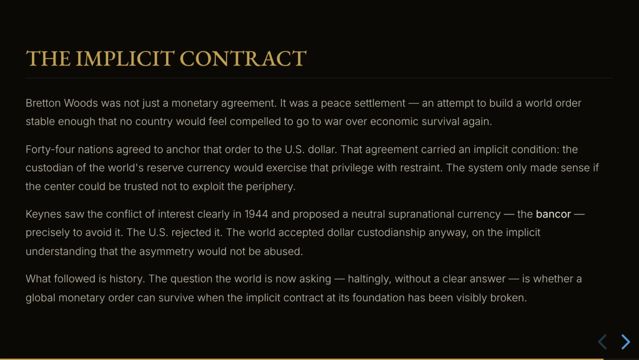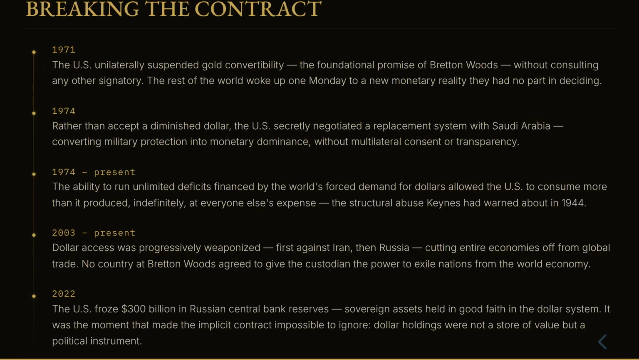What followed is history. The question the world is now asking, haltingly and without a clear answer, is whether a global monetary order can survive when the implicit contract at its foundation has been visibly broken. So let's look at the facts of how this contract was broken.